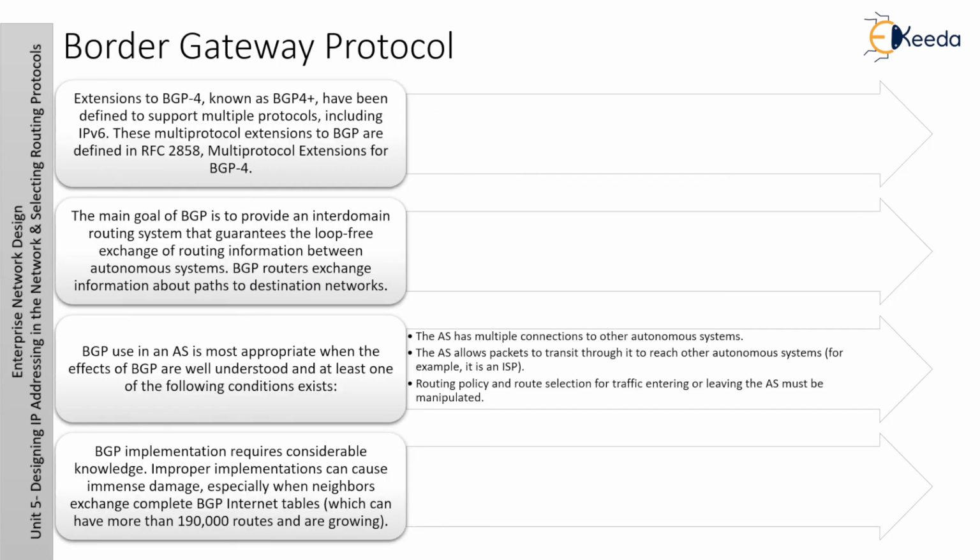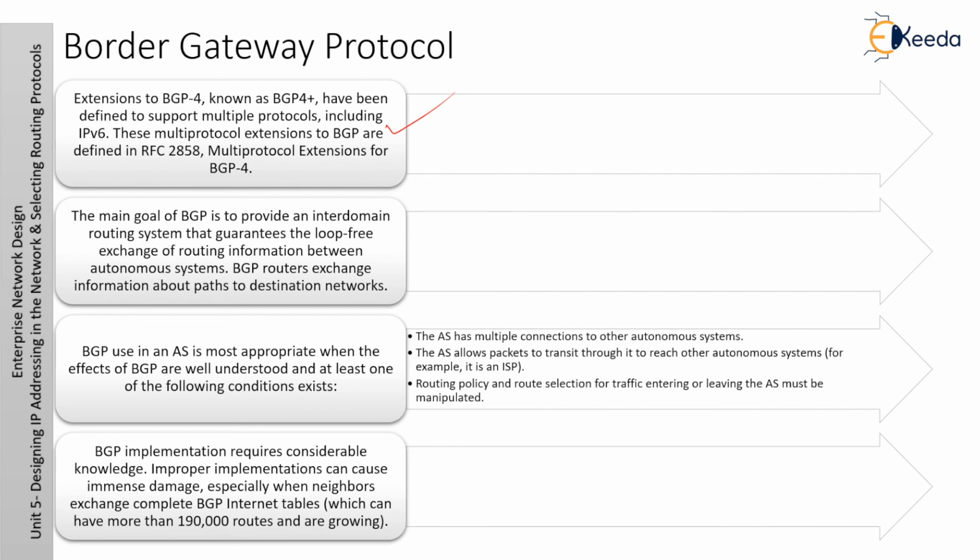The next protocol is Border Gateway Protocol. So what is Border Gateway Protocol? BGP is an EGP that is primarily used to interconnect autonomous systems. BGP is the successor to EGP, the Exterior Gateway Protocol. Because EGP is obsolete, BGP is currently the only EGP in use. BGP4 is the latest version of BGP. It is defined in RFC 4271, A Border Gateway Protocol.